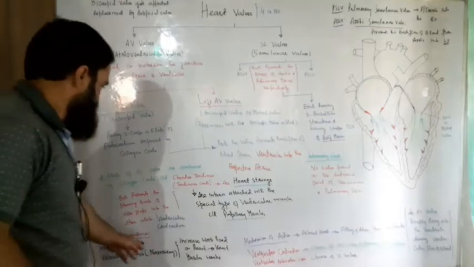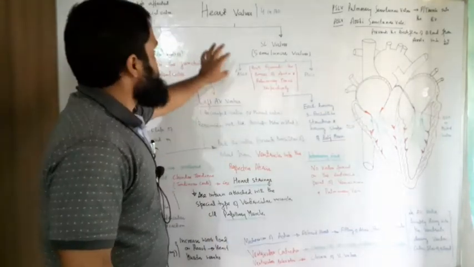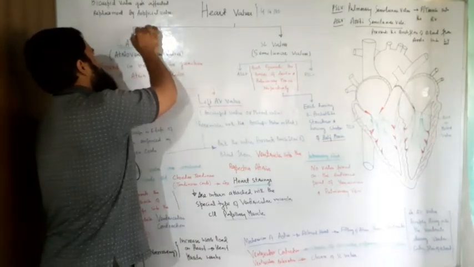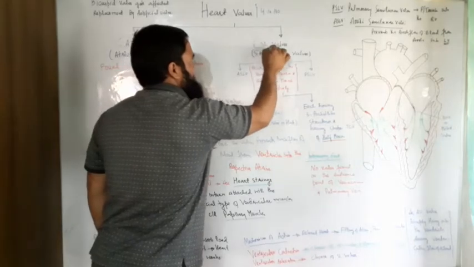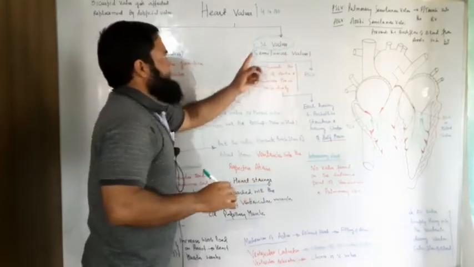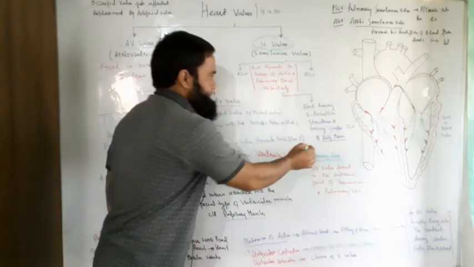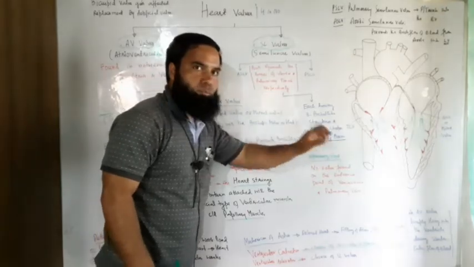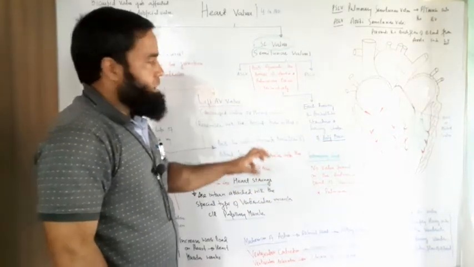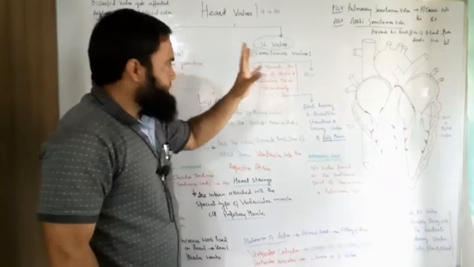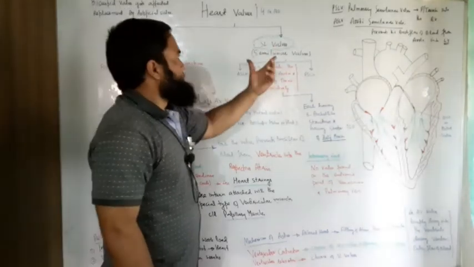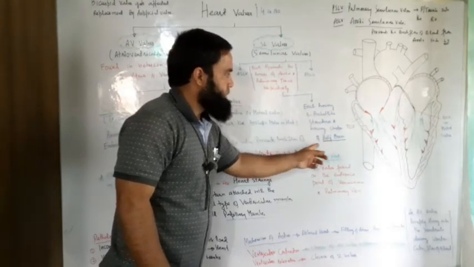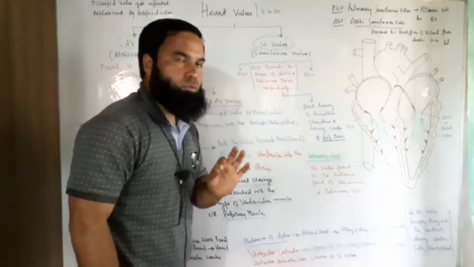Another point here is the SL valves. These are the AV valves, which we have discussed already. And there are SL valves, called the semilunar valves. Why are they called semilunar? Because they resemble a half moon. Semi means half and lunar means moon, a half-moon-like structure. They are also 3 in number, and these SL valves are different from the AV valves. There are 3 pocket-like structures having the shape of a half moon.